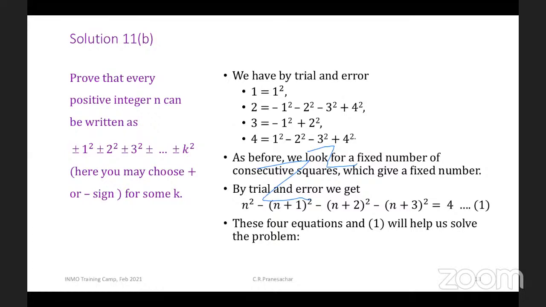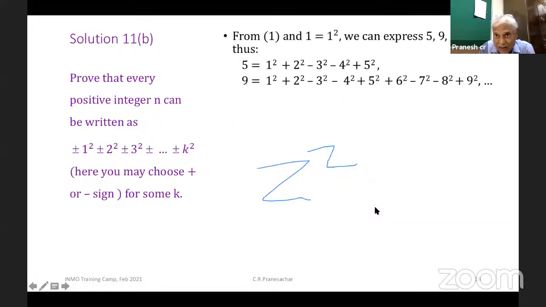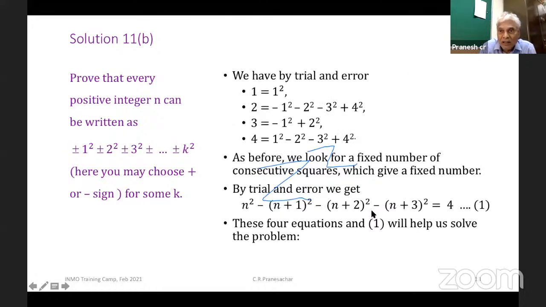Yes, exactly. We'll use induction. Yes, very good. So n squared minus n plus n whole squared minus n plus 2 whole squared. This should be plus actually. Sorry, it should be plus n plus 3 whole squared equals 4.